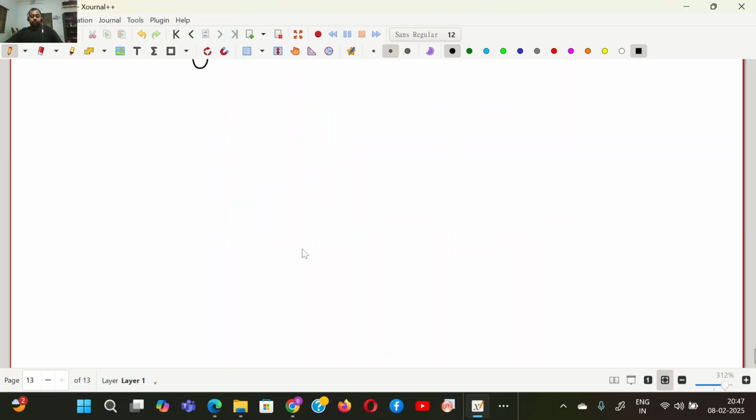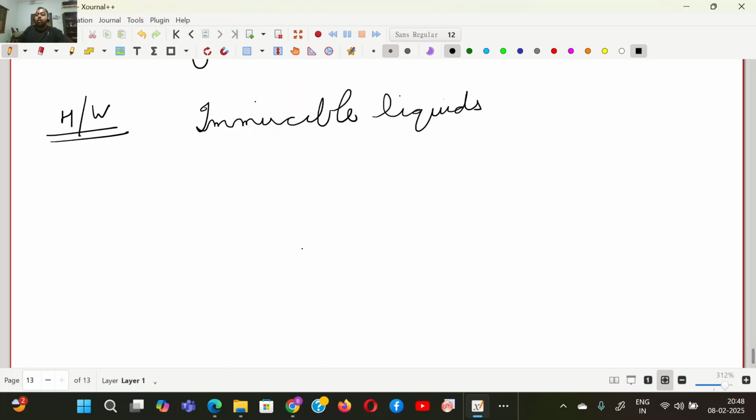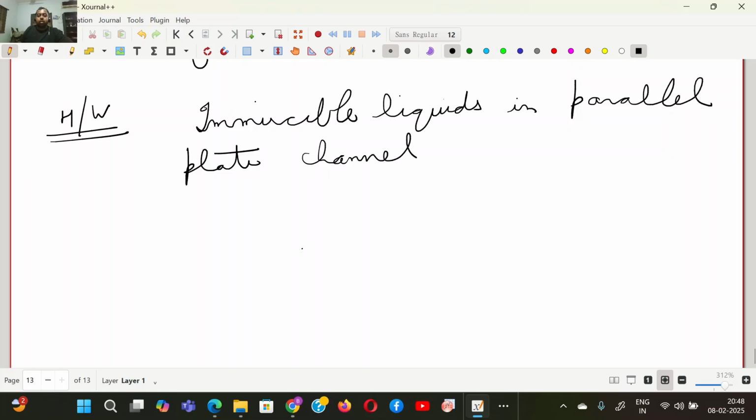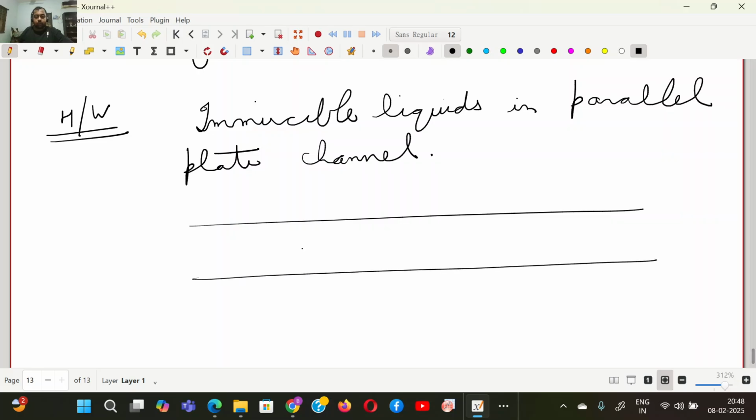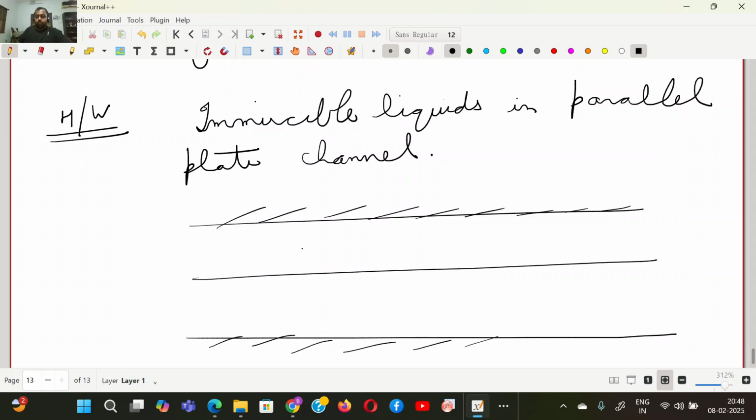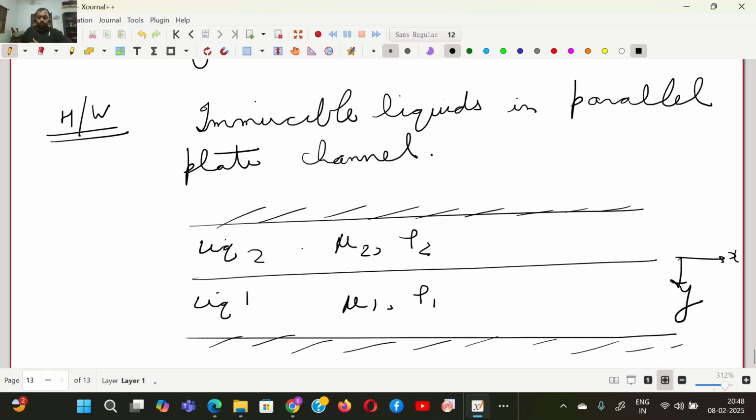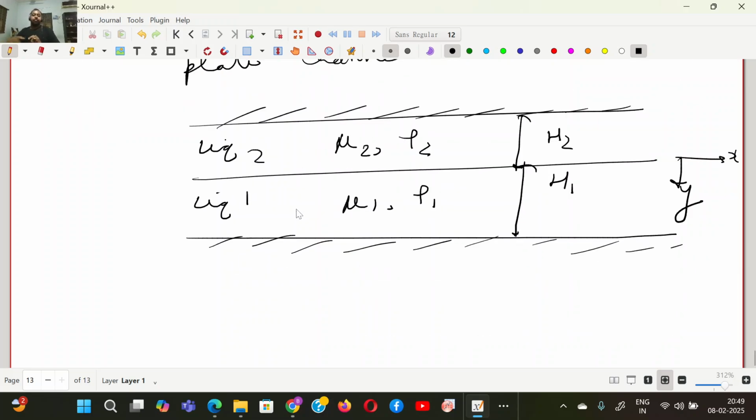A similar problem you can try out as another part of your homework: immiscible liquids in a parallel plate channel. So these are walls. This is liquid one, this is liquid two. I define the coordinate system like this. This is the x direction, this is the y direction. This is oil and this is water, so they have different viscosity and different density. This height is h2, this is h1, and this is the interface.